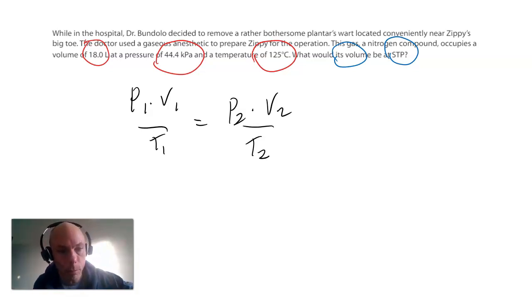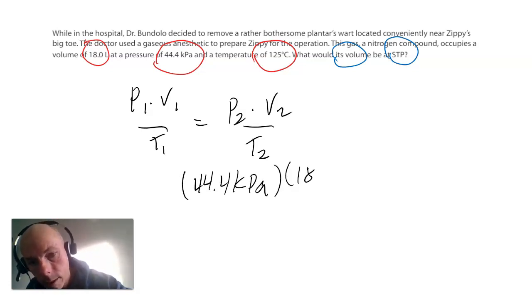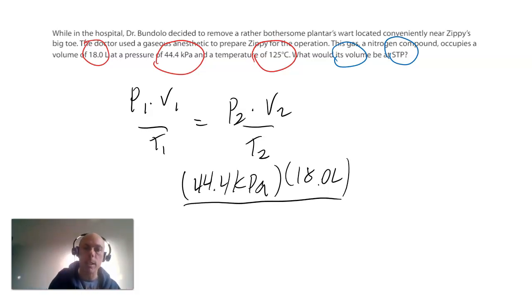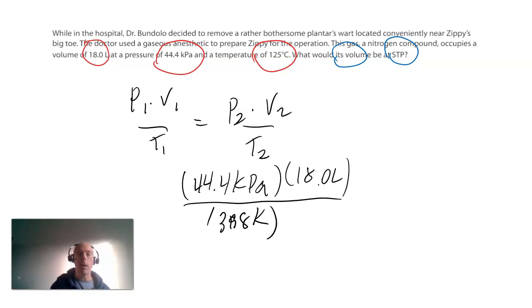So I'll plug in the initial pressure, 44.4 kilopascals. I'll plug in the original volume of 18 liters. And I'll plug in the original temperature, which remember always needs to be in Kelvin. So we've got to add 273 to 125. 125 plus 273 is 398 Kelvin. The temperatures in all gas law problems always have to be in Kelvin, in ideal gas law problems and in combined gas law problems. Temperatures in Kelvin.